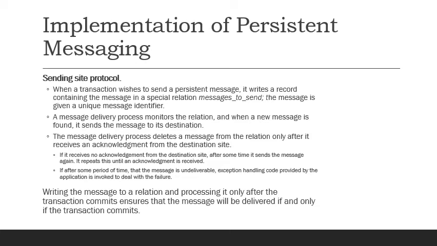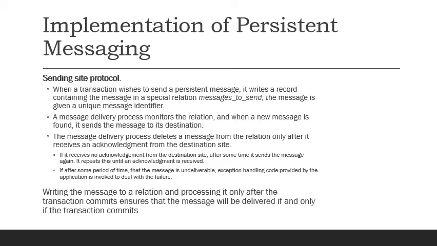The message delivery process monitors the relation, and when a new message is found, it sends the message to its destination. The message delivery process deletes a message from the relation only after it receives an acknowledgement from the destination side. If it receives no acknowledgement from the destination side, after some time it sends the message again, and it repeats this until an acknowledgement is received.